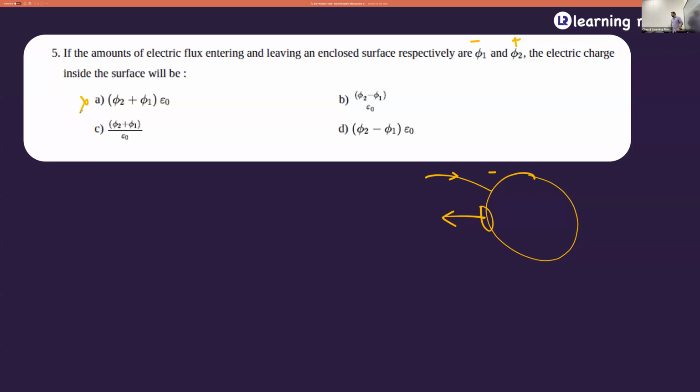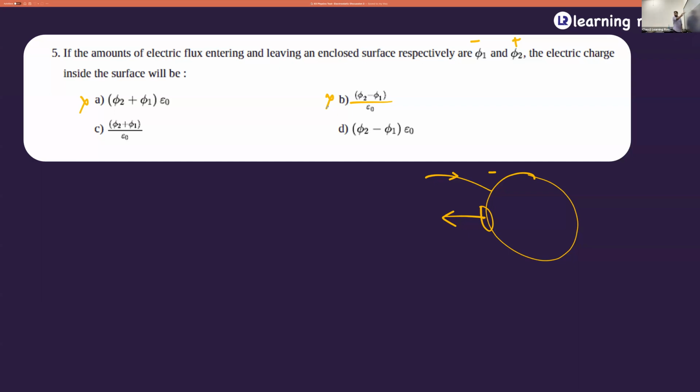What have they given? What quantity is this? Is there any quantity that you know which is flux divided by epsilon naught? No, right? Rather, what did you see? What is the expression we generally see? Something divided by epsilon naught. What is the something in the numerator? It is not flux, it is charge. So this is also wrong. This was given only to confuse you.